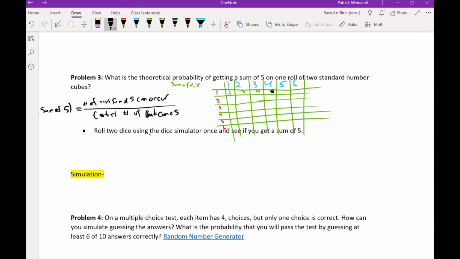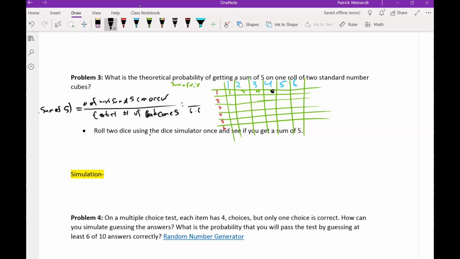Okay, well, if there's a 6-sided die being combined with a 6-sided die, there's going to be 36 total outcomes. 6 times 6 is 36 total outcomes. Of those outcomes, how many give me a sum of 5? And that's where the table might come in handy.